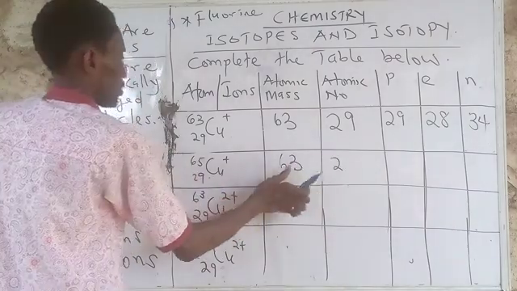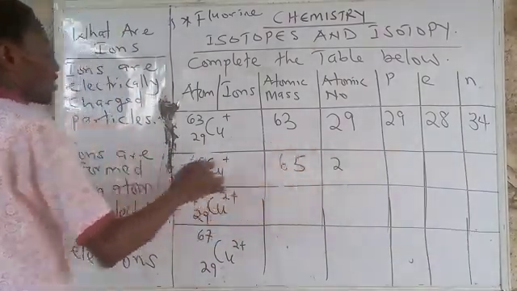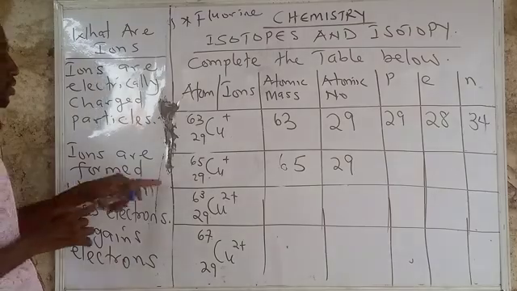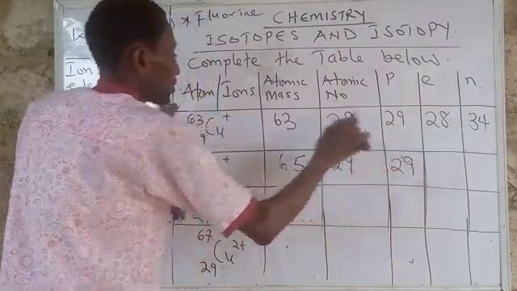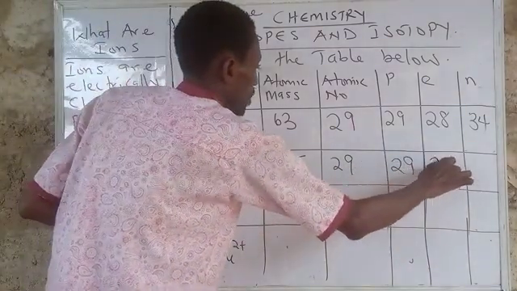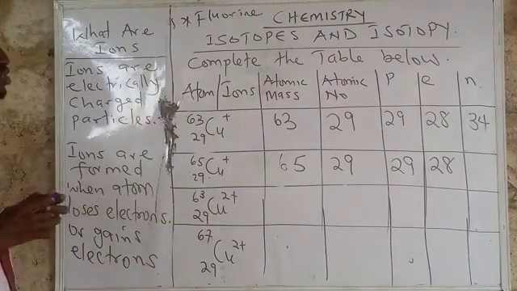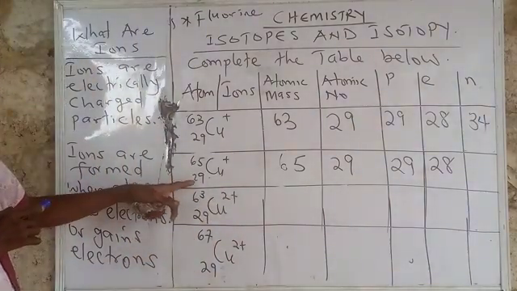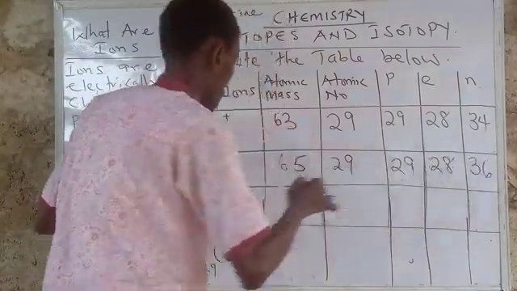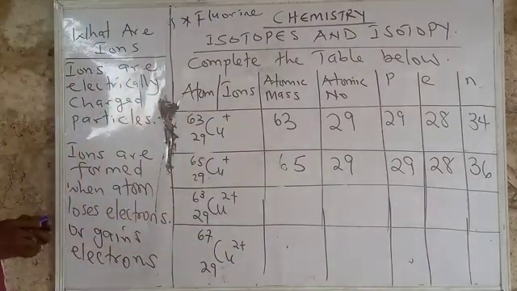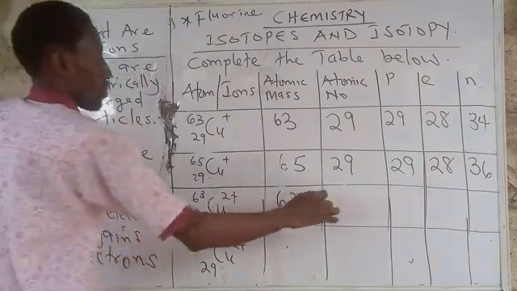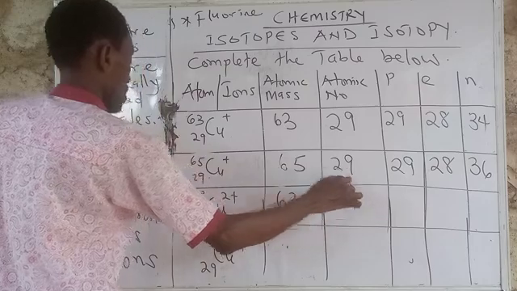For copper 65, which is still copper 1, atomic mass is 65. Atomic number is 29. The number of protons is 29. It has lost 1 electron, that's 28. So the neutron number will be, subtract 29 from 65. That's 36. For copper 2, atomic mass 63. Atomic number 29.